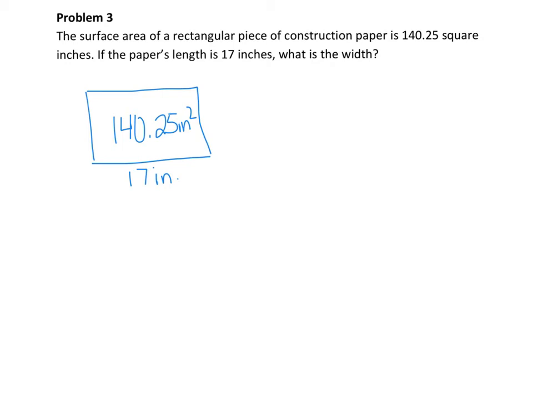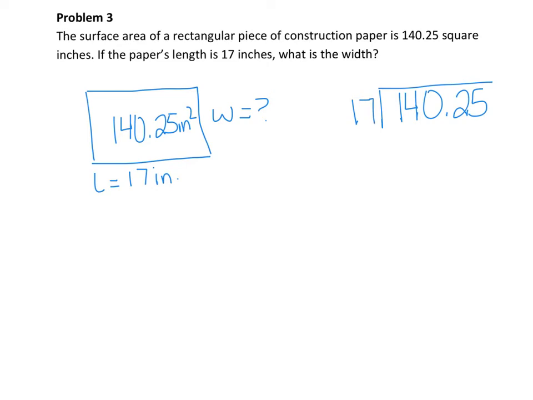Okay, so I need to figure out the width, and I don't know what that is. So if I know my total, which is 140 and 25/100, and I know my length, and length times width gets my area, so let's do the opposite of multiplication. We divide. So I know my total, so 140 and 25/100 divided by what I do know, which is my length, so 17.